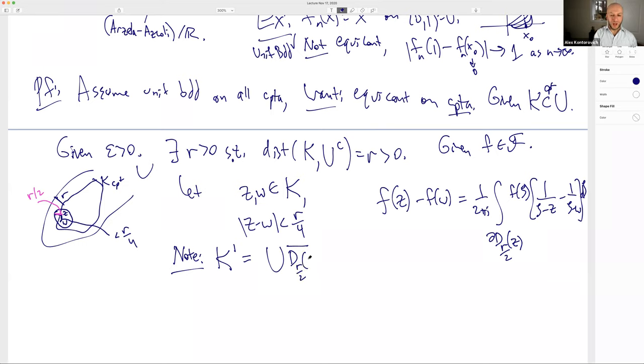radius R over 2 about z in the compact set K. This is still compact. Why? Each of these disks is closed, it's certainly bounded, but now I'm taking an arbitrary union of closed things. That's not necessarily closed. Why is it still compact? You guys want to think about it. Let me leave this as an exercise.